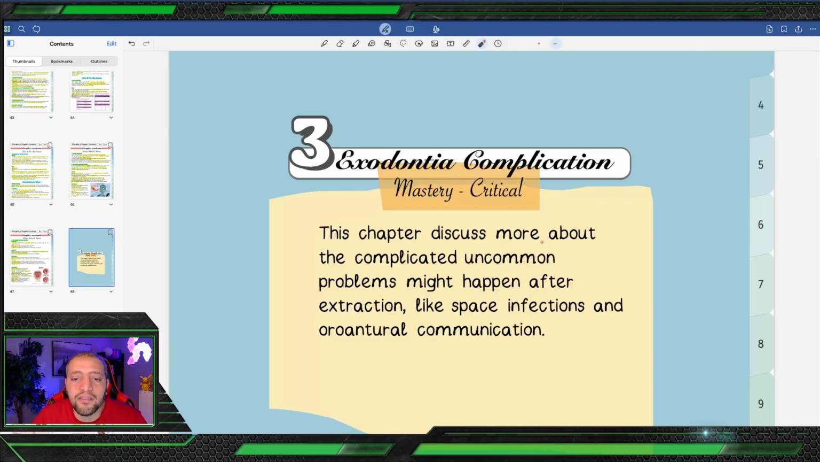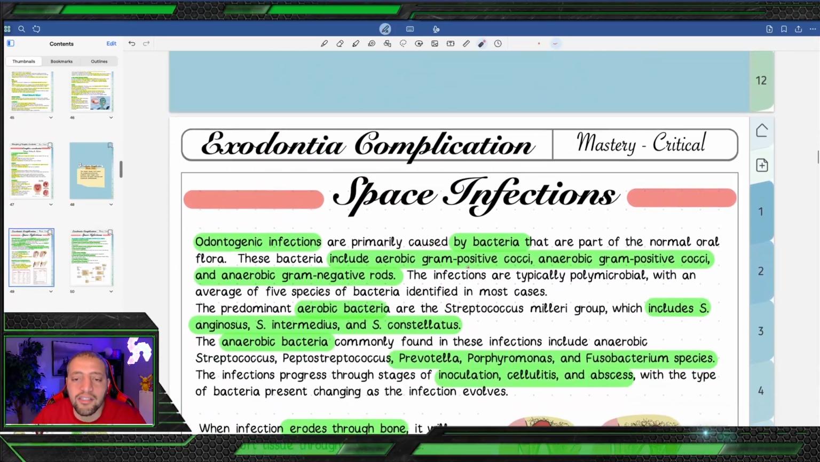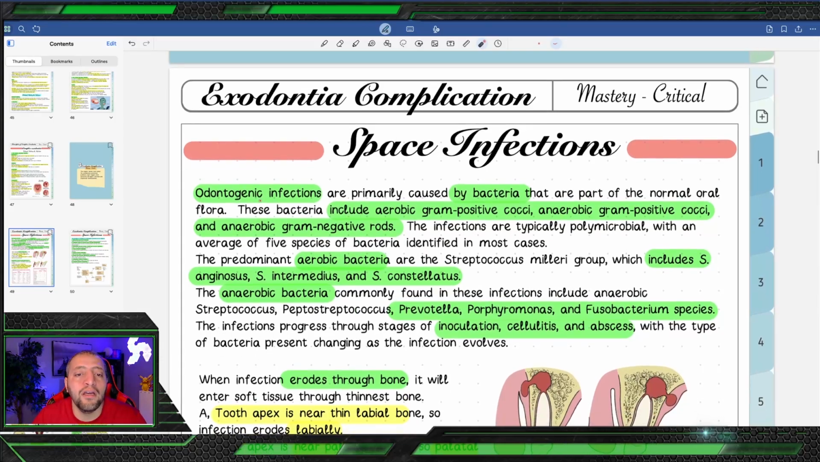Okay, so this chapter discusses more complicated, uncommon problems that might happen after extraction, like space infection and oro-antral communication. Oro-antral communication means a communication between the sinus and the oral cavity. But let's discuss the space infection first.